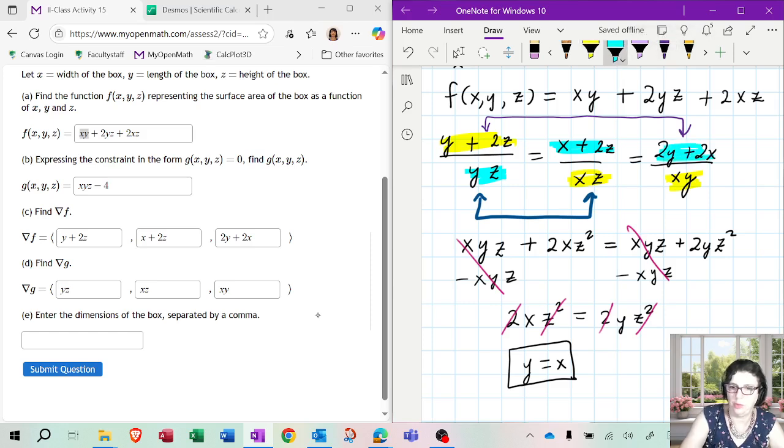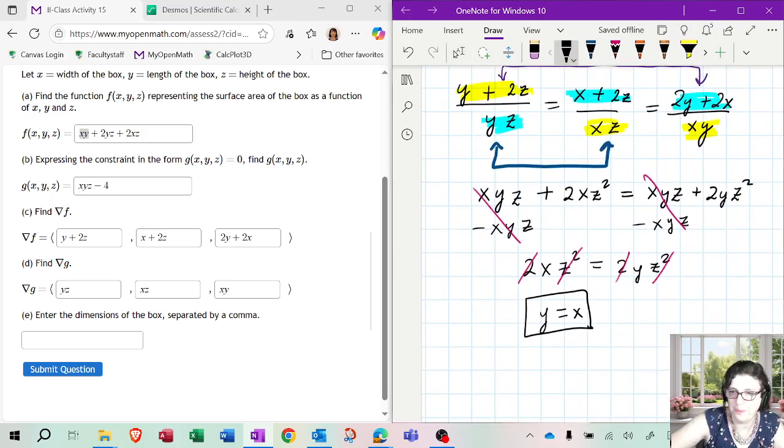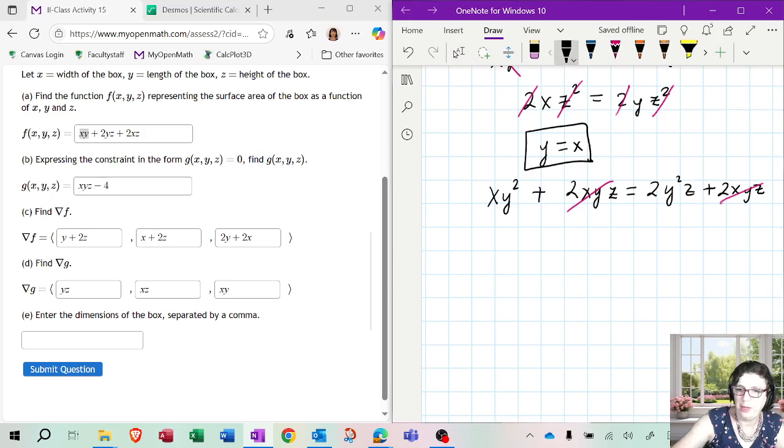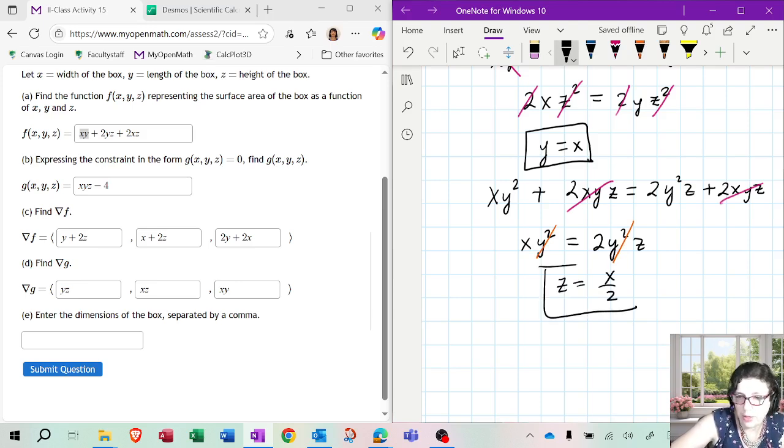So we want also this one times that one. Okay, so let's go ahead and do that. So we get xy squared plus 2xyz equals 2y squared z plus 2xyz. So this plus 2xyz you can just cancel out by subtracting it. And then xy squared should be equal to 2y squared z. So what can be canceled out? It looks like y squared can be canceled on both sides, and then z will just be x divided by 2.